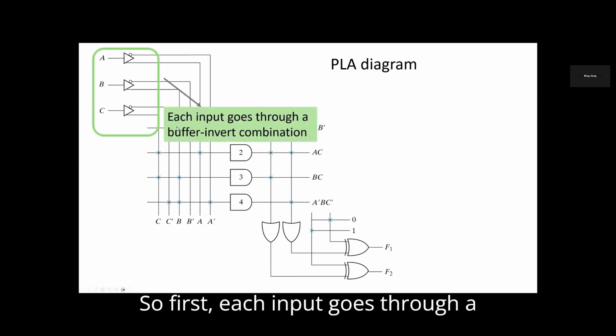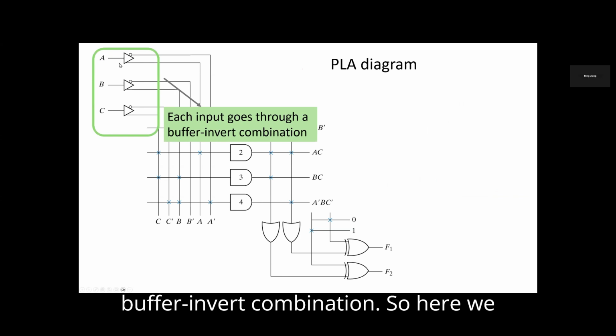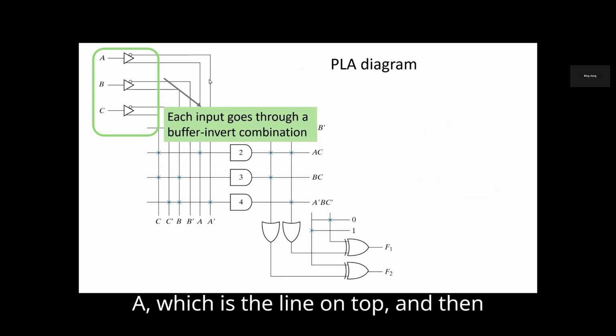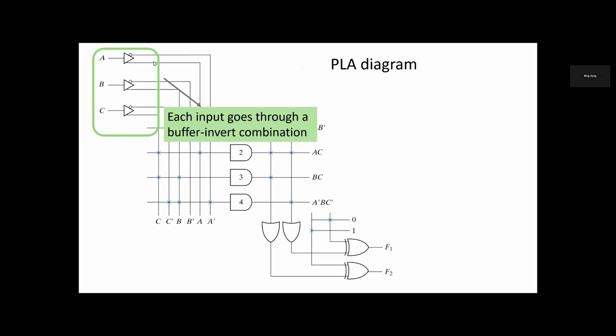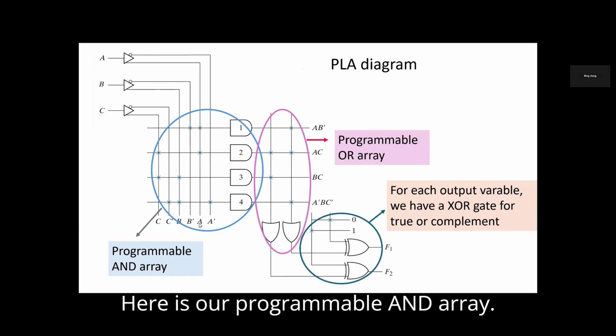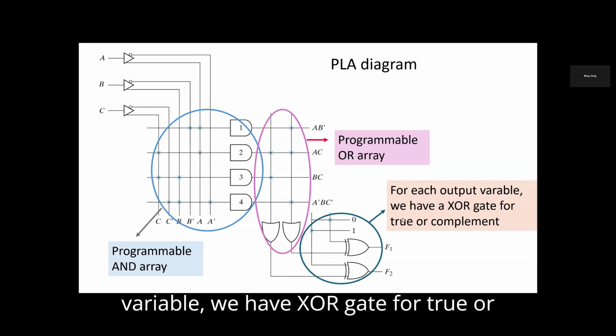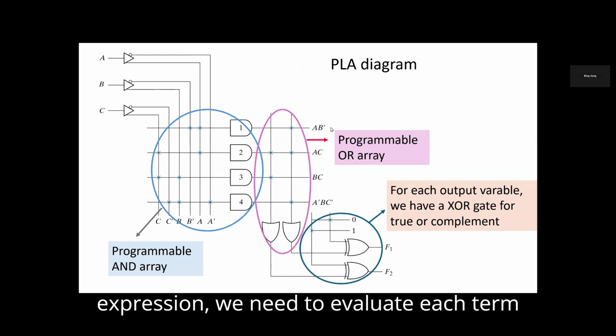So first, each input goes through a buffer invert combination. So here we have input A, and it goes through a not A, which is the line on top, and then the variable A, which is the line on the bottom. Here is our programmable AND array, programmable OR array, and for each output variable, we have an XOR gate for true or complement. So for the Boolean expression, we need to evaluate each term one by one.